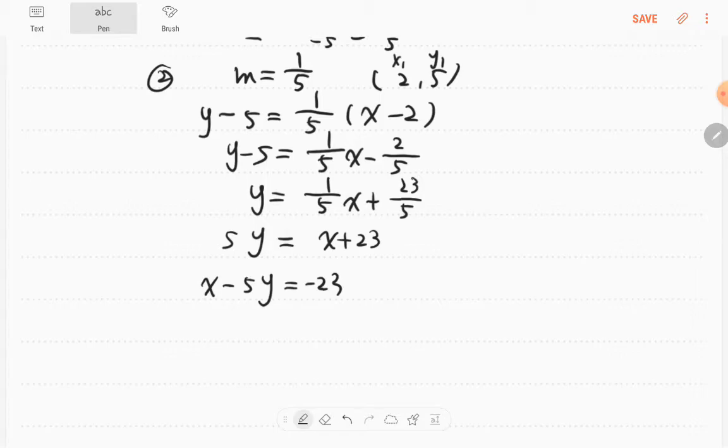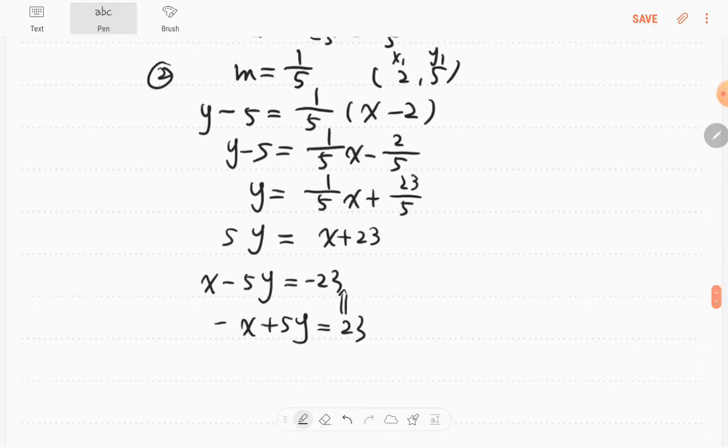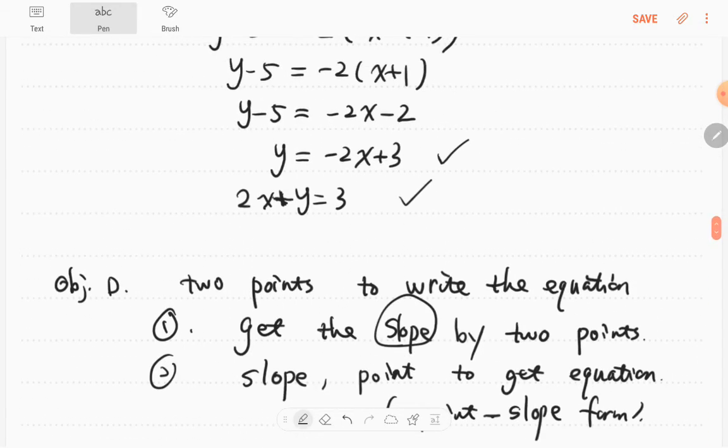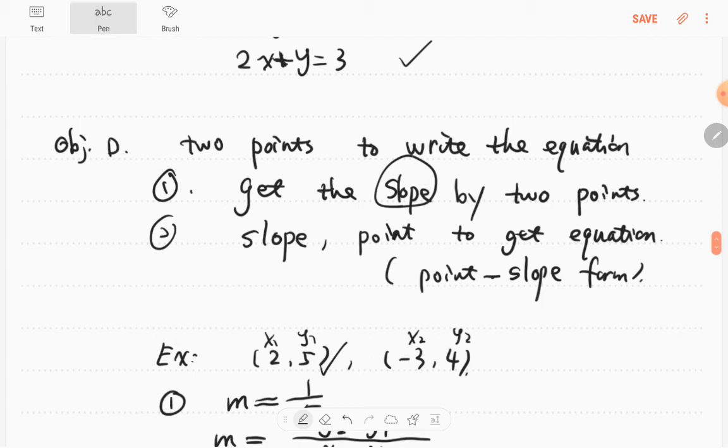Of course, sometimes the student will get this. So these two are equivalent to each other. They're both correct. They're the same line. So if we times -1 to both sides, we will get this lower one. So they are equivalent to each other. Both are correct. Okay? So that's for this 3.5. We talk about the first 4 objectives and skip the last one, to solve the application problem.